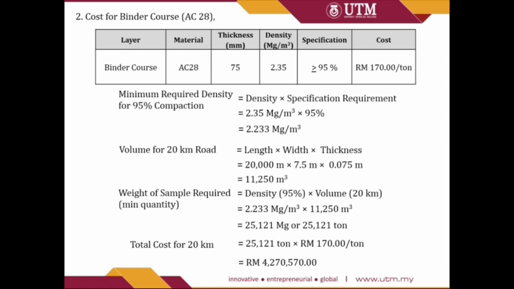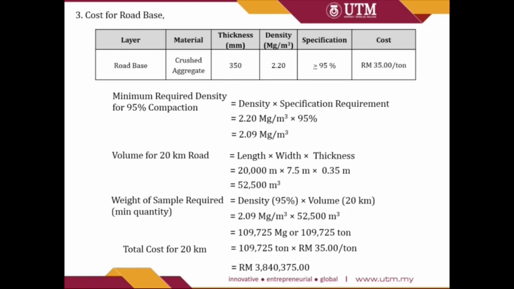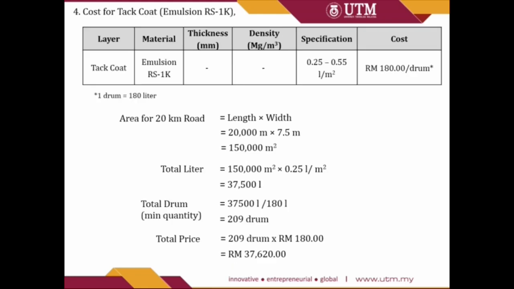Next, we have the binder course layer. The same steps of calculation apply to this layer. The difference is the thickness, density used, specification, and the cost of material. Again, try to do your own calculation and compare with the details provided in the slide. Next, we have the road base. The same calculation applies for the road base layer. Calculate the minimum density applied, then the volume for the 20 km, and also calculate the mass, and finally the total cost.